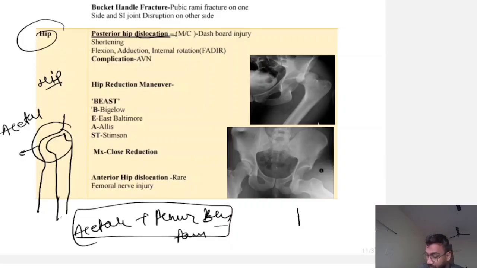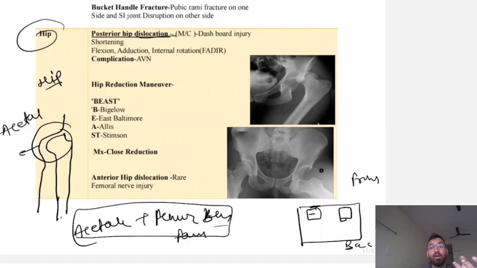Now you are sitting in a car. This is front, this is back. This is driver seat, this is co-driver seat. Now you are sitting in the co-driver seat. Let's assume there is a collision from the front. The bonnet will give a jerk to both your limbs. So there is a chance that your femur head goes posterior because there is a jerk from anterior. That's why dashboard injury is the most common injury for posterior hip dislocation.